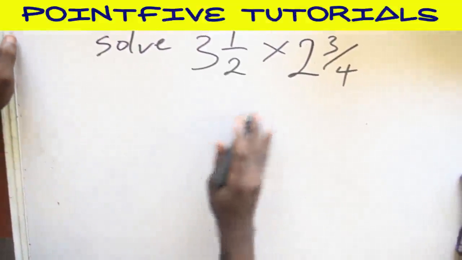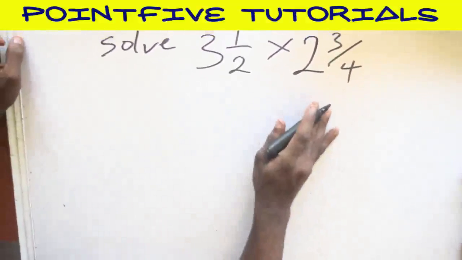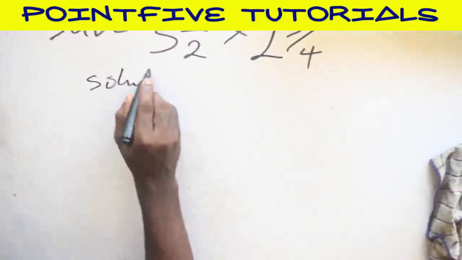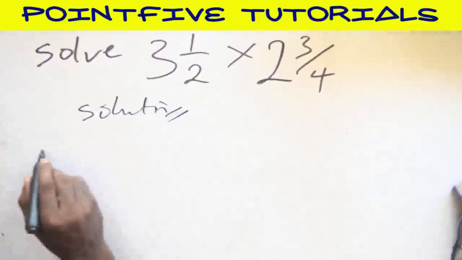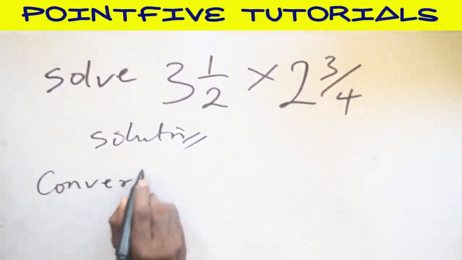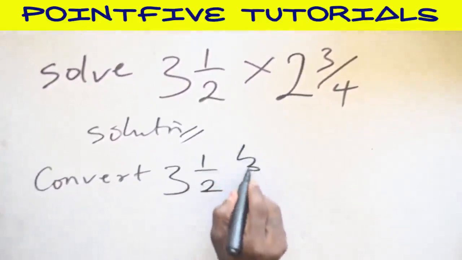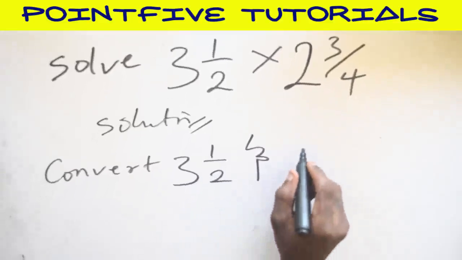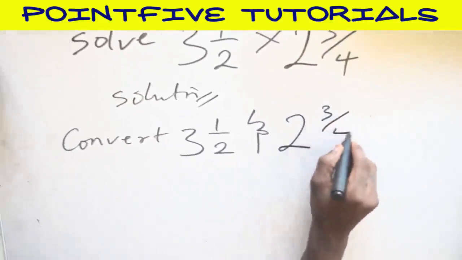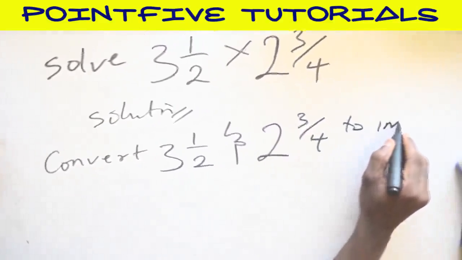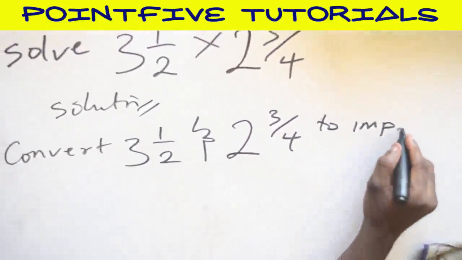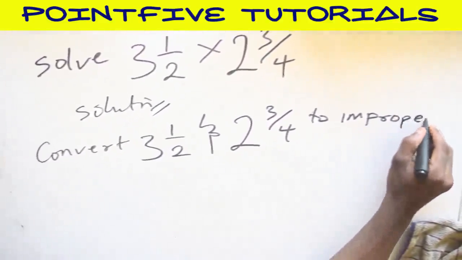Like I said, anytime you are dealing with fractions, if you have mixed fractions, you must convert all the mixed fractions to improper fractions. You convert 3 whole number 1 over 2, and 2 whole number 3 over 4 to improper fractions. That's the first thing you do.